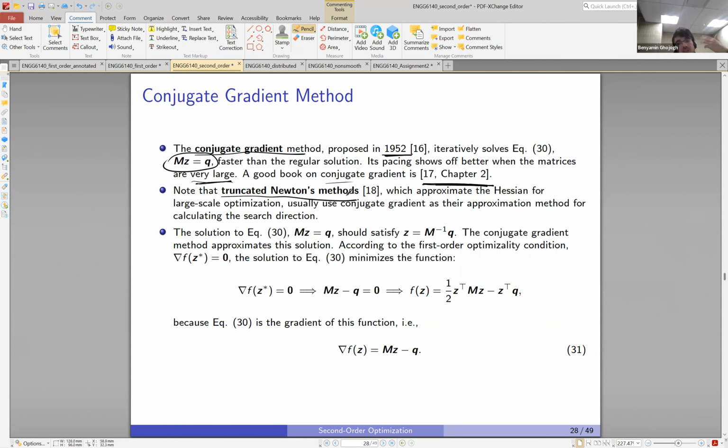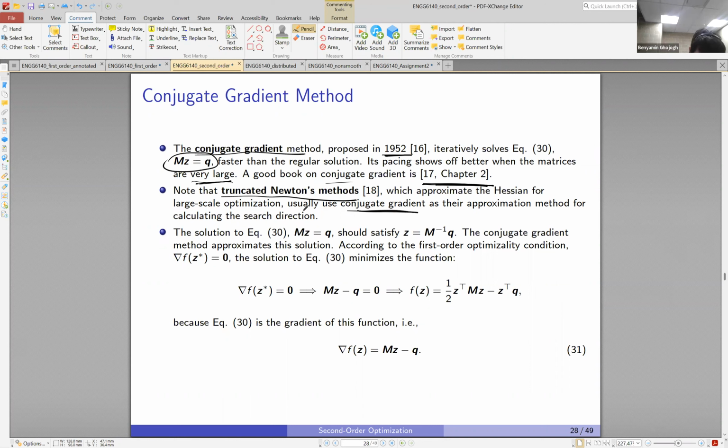There are some methods named truncated Newton's method. They also approximate the Hessian for large scale optimization. They usually use conjugate gradient as their approximation method for calculating the search direction. So it is widely used in different algorithms in optimization, such as truncated Newton's methods. Okay, but I'm not gonna introduce these methods in this course. You can look it up later.